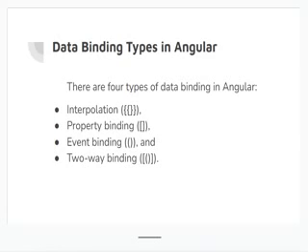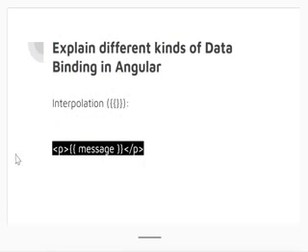So first of all is interpolation. Interpolation is written like this. You have your variable inside these double brackets on the HTML page of your application. And this is a one-way data binding technique. In interpolation, you go from the model to the view. For example, any of the properties defined in your component is going to be displayed on the view, on the HTML page.